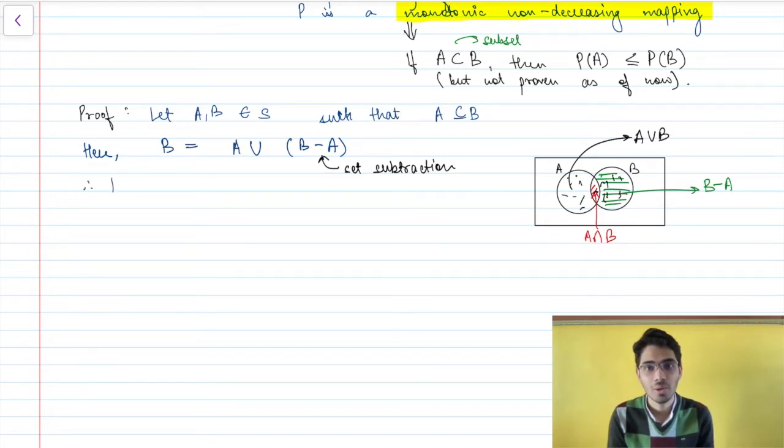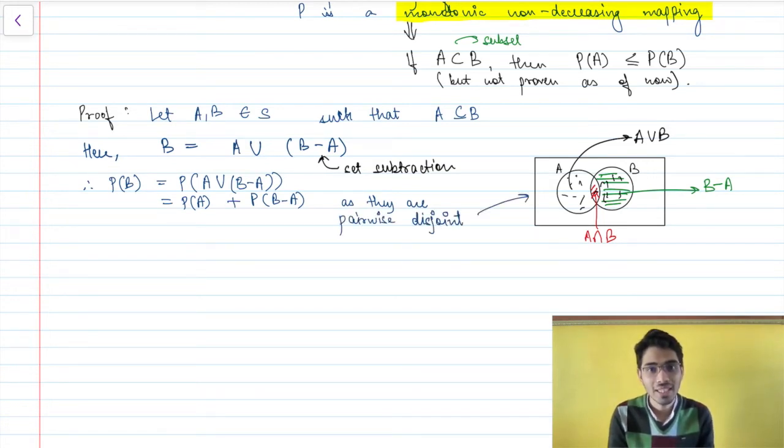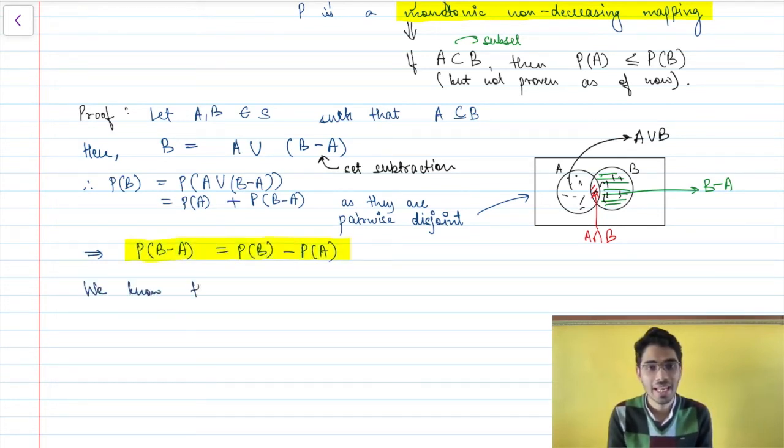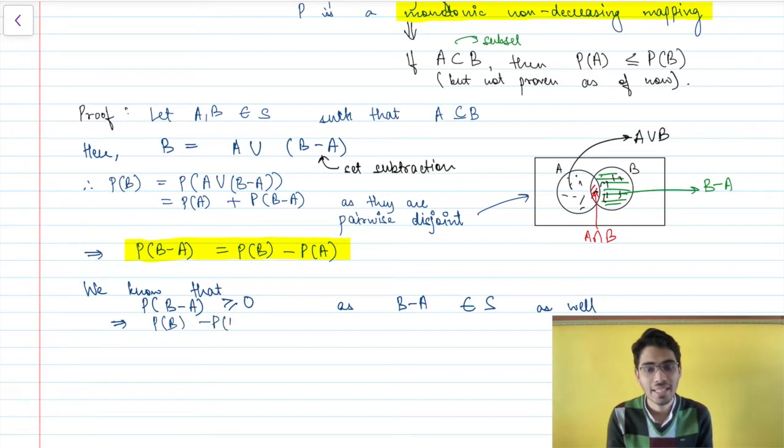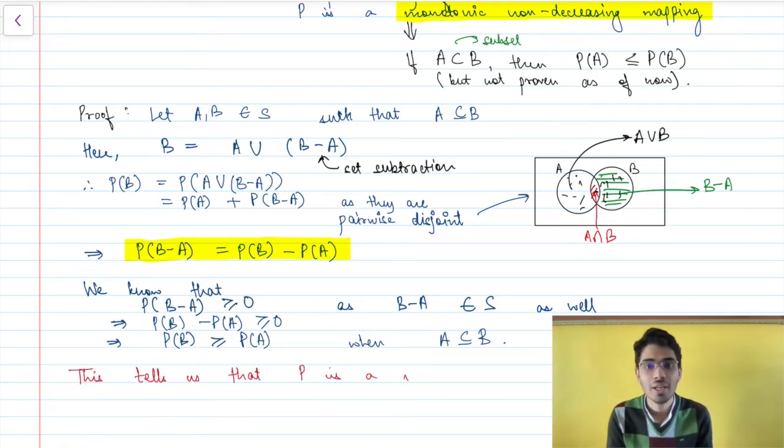So substituting B with this, we can write that probability of B is equal to probability of A plus probability of B minus A, because these two are disjoint sets, and you can see that from the figure as well. Finally, we get P of B minus A is equal to P of B minus P of A. We know that any probability is non-negative because that was our first axiom. So P of B minus A greater than or equal to 0 would imply that P of B is greater than or equal to P of A. But this is true when A is a subset of B. So this tells us that whenever A is a subset of B, P of A is less than or equal to P of B. So P is essentially a non-decreasing monotonic mapping.